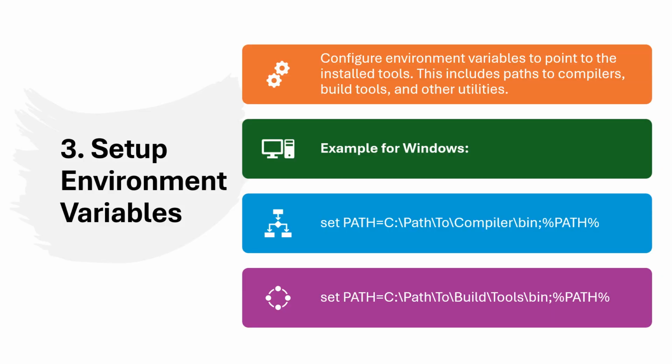And then you need to set up the environment variables, configuring them to point to the installed tools. Basically, when a tool is installed, it will be at a specific location, for example in your C drive under a certain path, and that path is the environment variable path, and it has to be added to the PATH so that the system recognizes it. This includes the paths to the compilers, build tools, and other utilities. Examples are the C path to the compiler or the C path to the build tools.